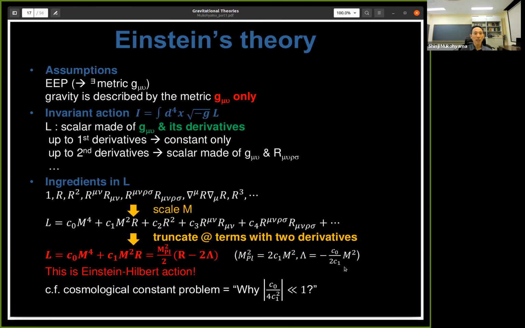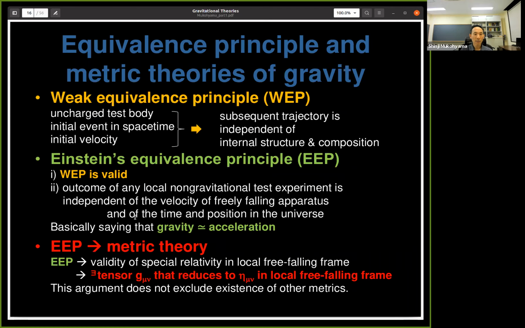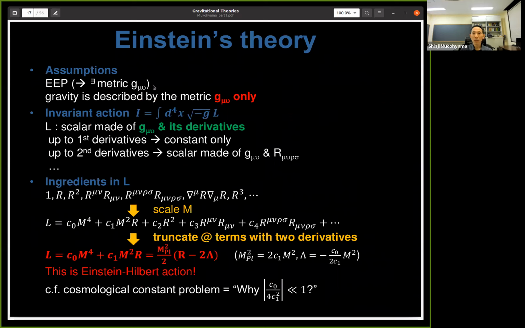And so Einstein assumed that Einstein's equivalence principle holds, so that we have a metric. And also he assumed that gravity is described by the metric g_mu_nu only. The existence of the metric was implied by the equivalence principle, but we don't know a priori whether this metric is the only field responsible for gravity or not. He assumed that this is the only field that is responsible for gravity.